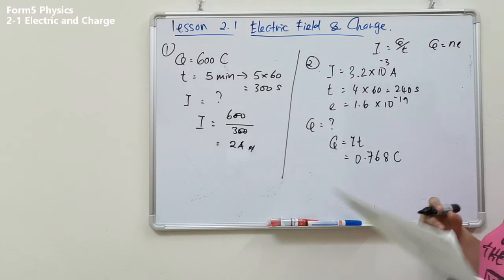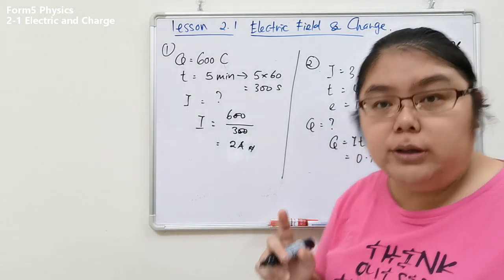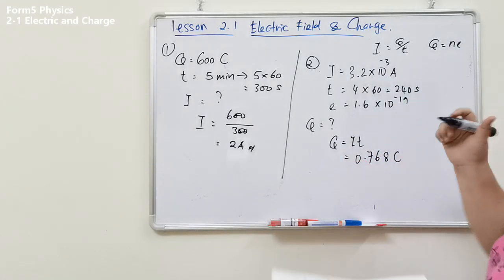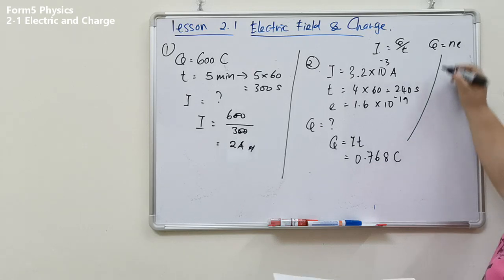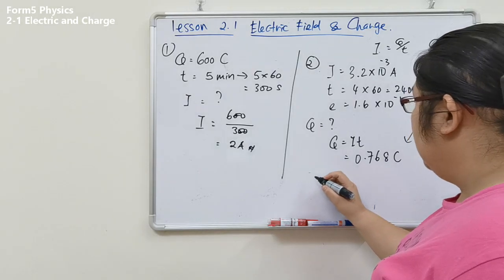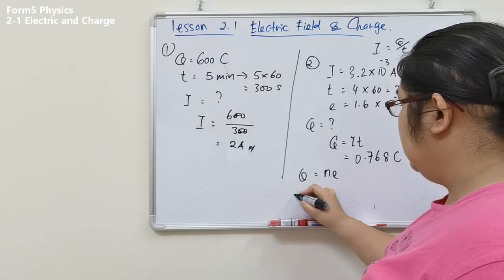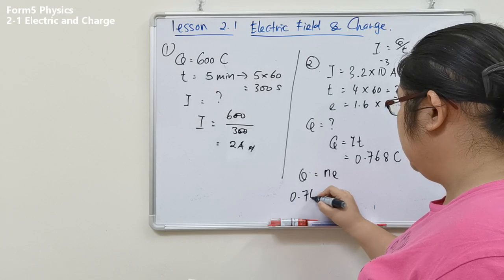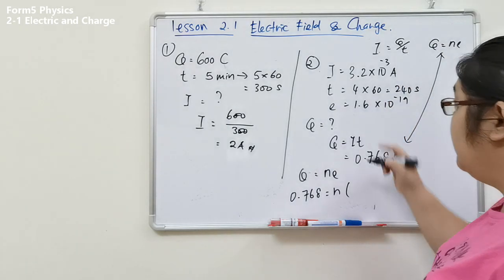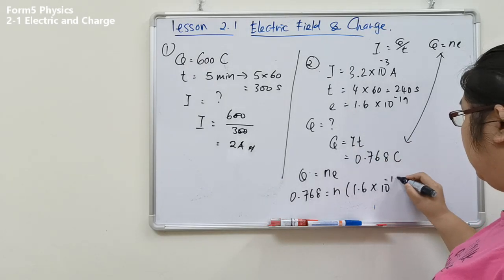The next question is the number of electrons. How many electrons are inside all this charge? From here we need to apply the second formula, Q equals NE. Q is 0.768. The number N we don't know yet, and the electron charge we know: 1.6 times 10 power negative 19.